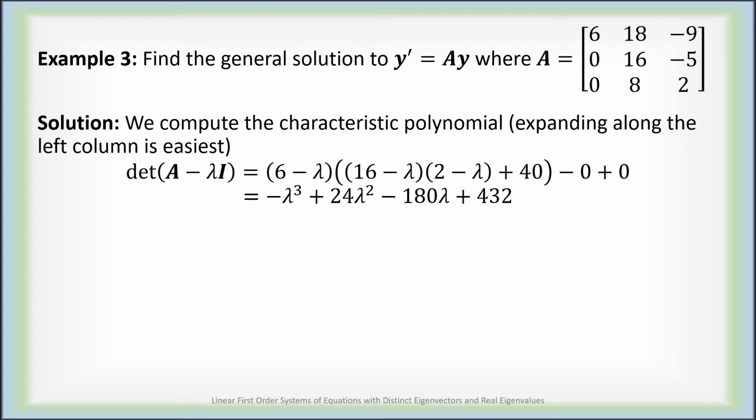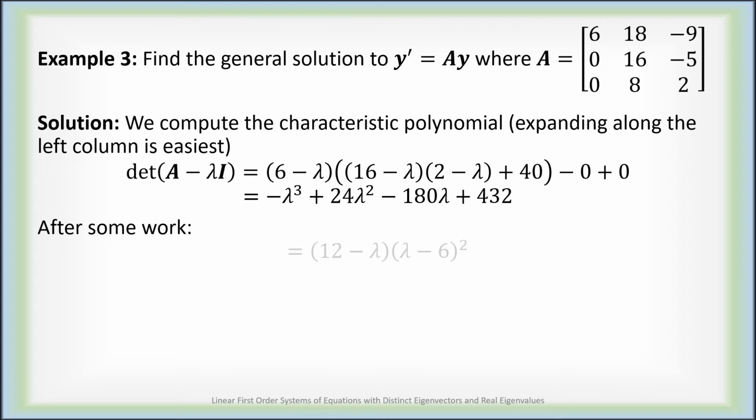432. It's worth remarking, if instead you computed the determinant of lambda I minus A, then you would have gotten a characteristic polynomial of lambda cubed minus 24 lambda squared plus 180 lambda minus 432, and the roots would be the same. And remember, that's really what we're after here, the roots of the characteristic polynomial. Those will be our eigenvalues.